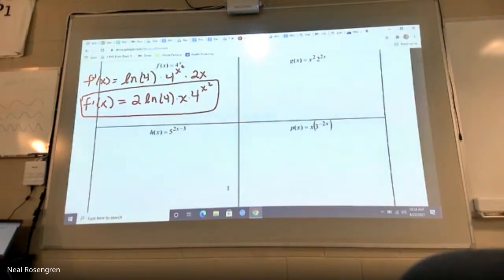Don't go to the right yet. Let's go straight down to h of x. You try. Try h of x. See if you can find h prime of x right below our f of x there. 5 to the 2x minus 2. See if you can follow the rule: ln of the base, leave the function alone, multiply by the derivative of the exponent.